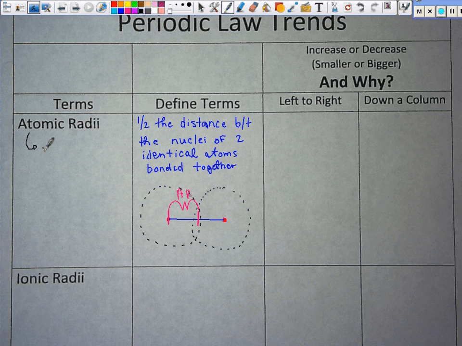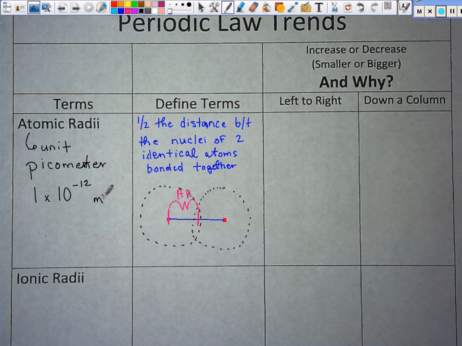And I think I told you this in your notes, but again, it's just something that whenever you can come back and look at this. And that is 1 times 10 to the negative 12th meters. Really, really, really small. Okay, the picometer. Make sure you know that that is what it is. All right, so now let's talk about the trend.